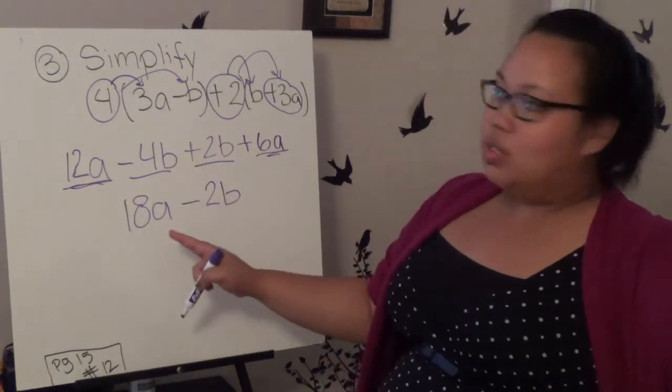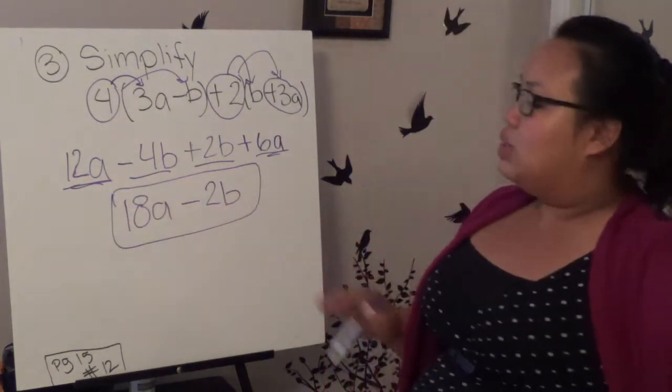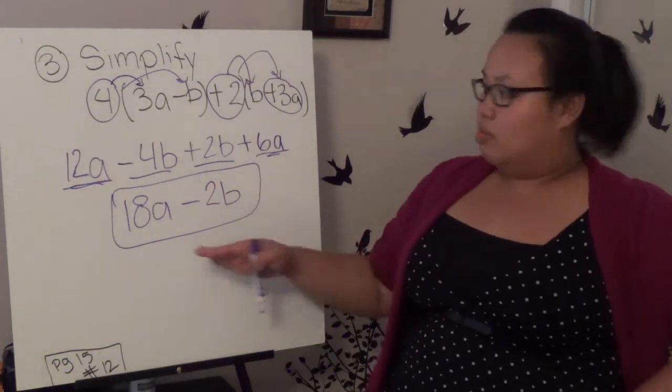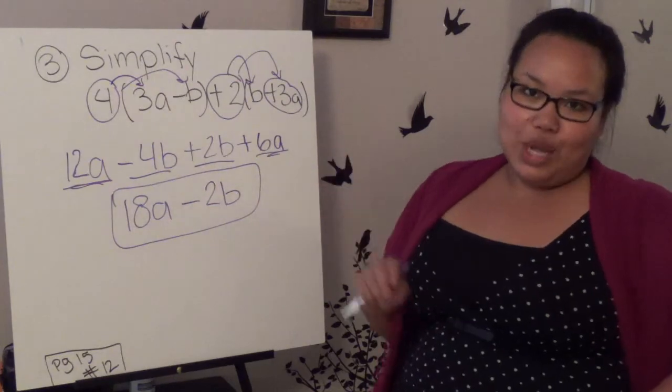So here are my answers. This is my answer. Because I can't simplify anymore, this becomes my answer, because there's no like terms I can combine. I don't know the value for a and b, so I stop here.